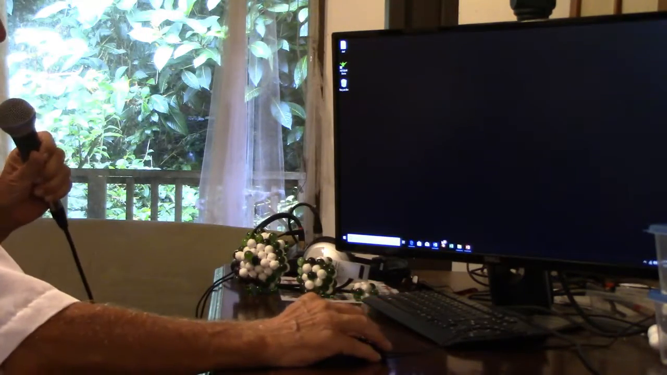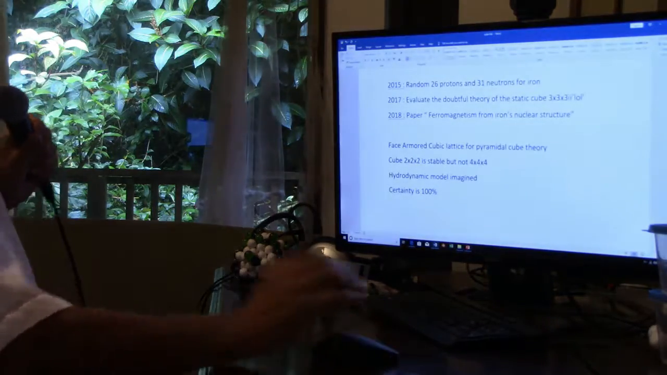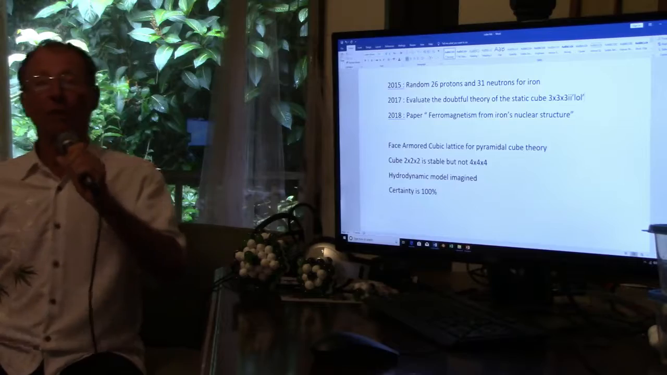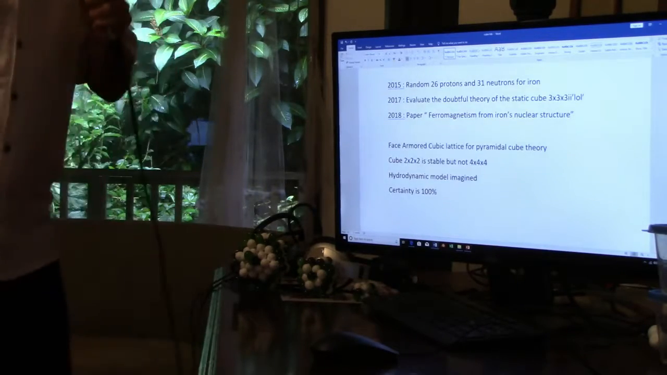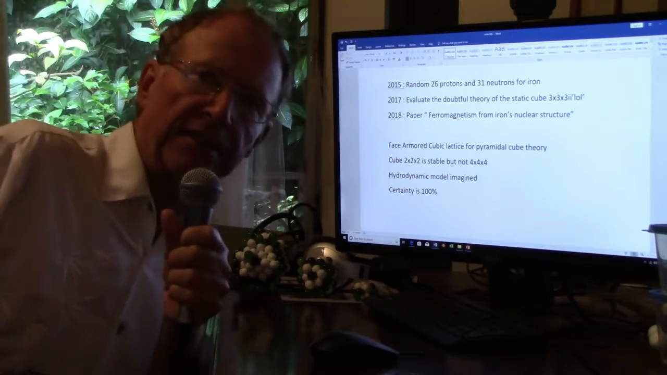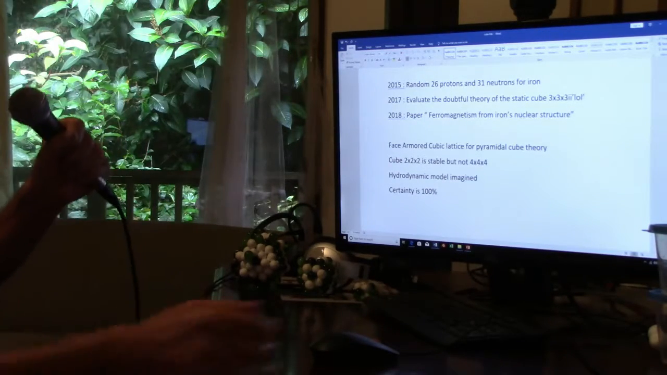Hello, today I'll be talking about the cube at the center of the iron nucleus, and the cubes in carbon through uranium, and it's very common. So there's a couple of things that happened at first during the year 2015. I put together a random collection of 32 protons and neutrons, and I was never really satisfied that iron could be modeled this way.